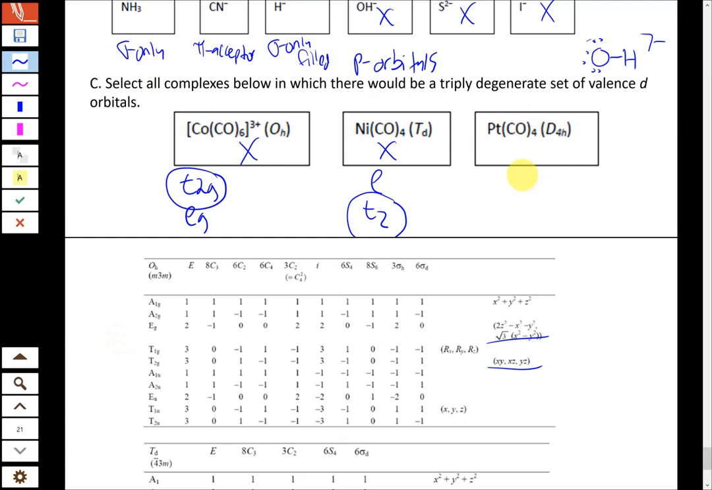Here there's more complex splitting, A1g, B1g, B2g, and Eg. So there's 4 orbital levels, but none of them are triply degenerate. Doubly degenerate is the highest.